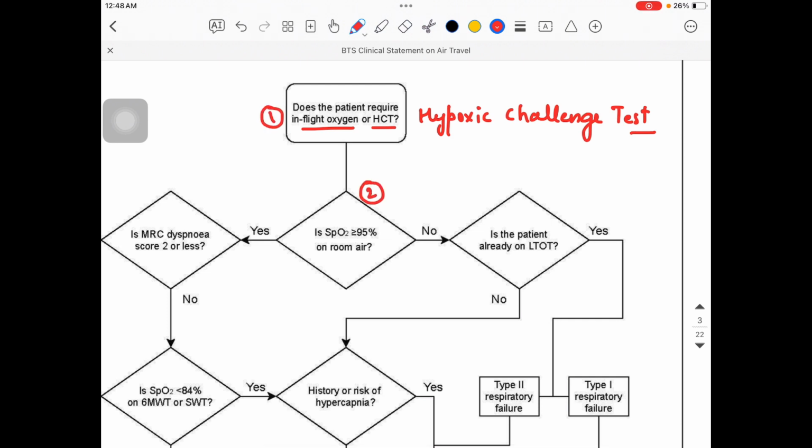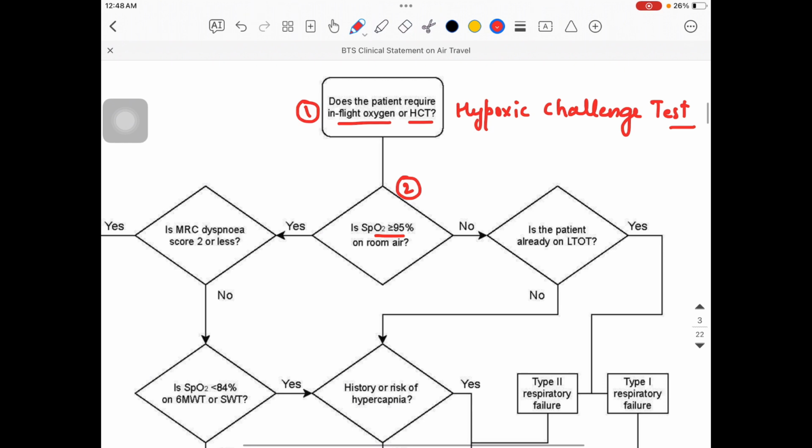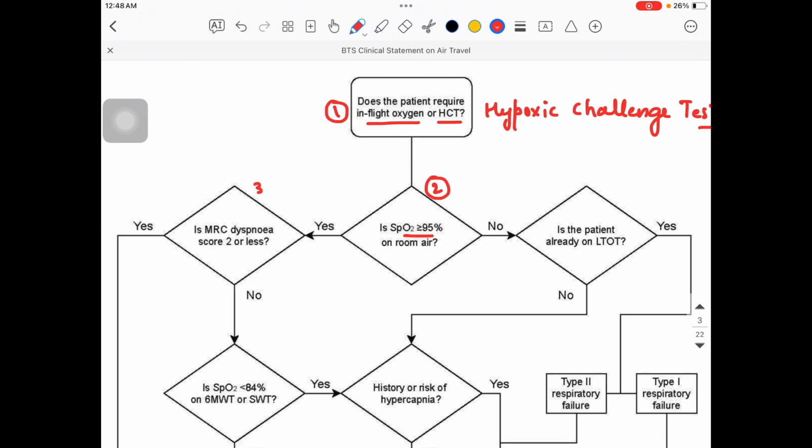The second thing is how to come to the conclusion. We need to ask about the baseline saturation. We'll put the probe on the finger of the patient and check the saturation levels. Is the baseline saturation more than 95% or less than 95%, on room air? Let's say the patient has more than 95% saturation, or approximately 95% on room air. In that case we come to the next question.